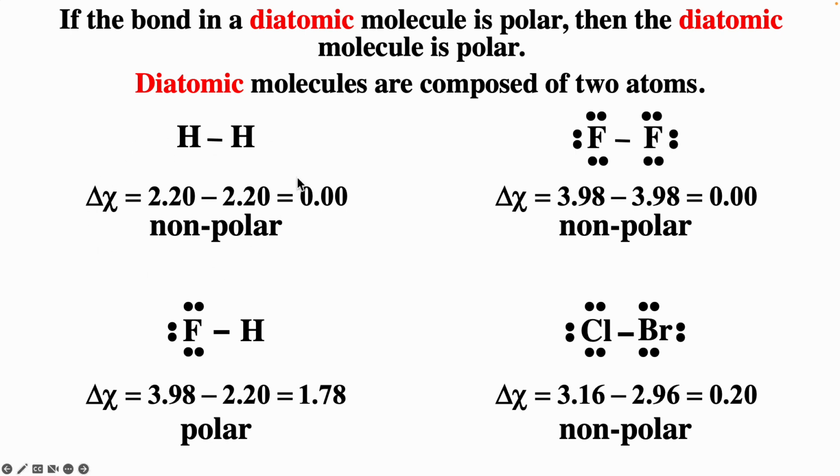And so we can look at H2. So you have two hydrogen atoms. The difference in electronegativity is 0, and that corresponds to nonpolar. For HF, the difference is 1.78, and so that would be a very polar molecule.